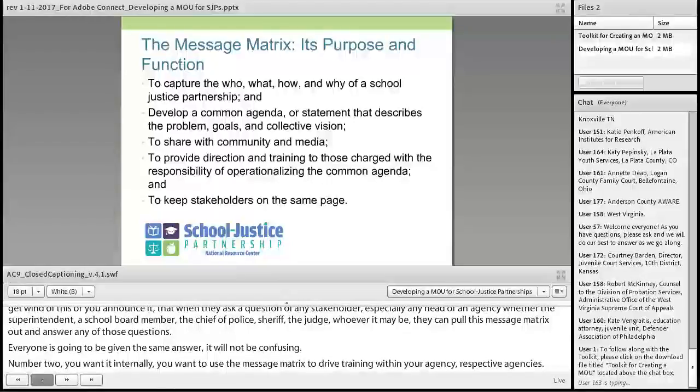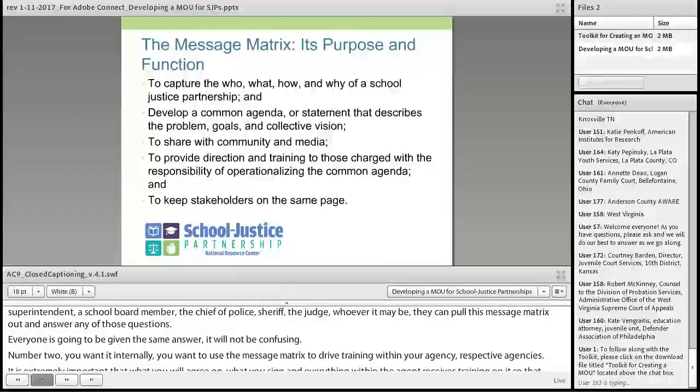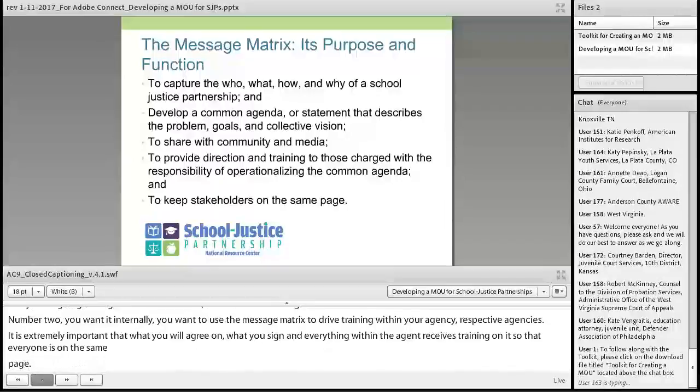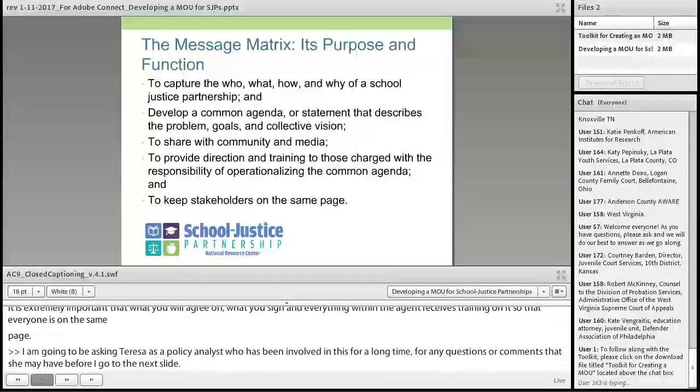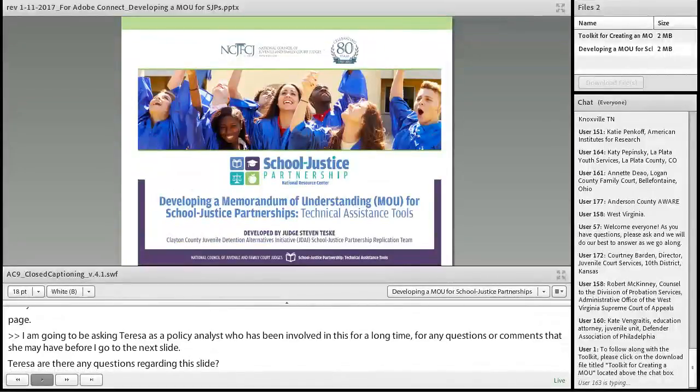I'm going to be asking Teresa, as the policy analyst who has been involved in this for a long time, for any questions or comments that she may have before I go to the next slide. Teresa, do you have any regarding this slide? At this moment, we don't have any. Okay. All right. So let's go ahead and delve into the tools.